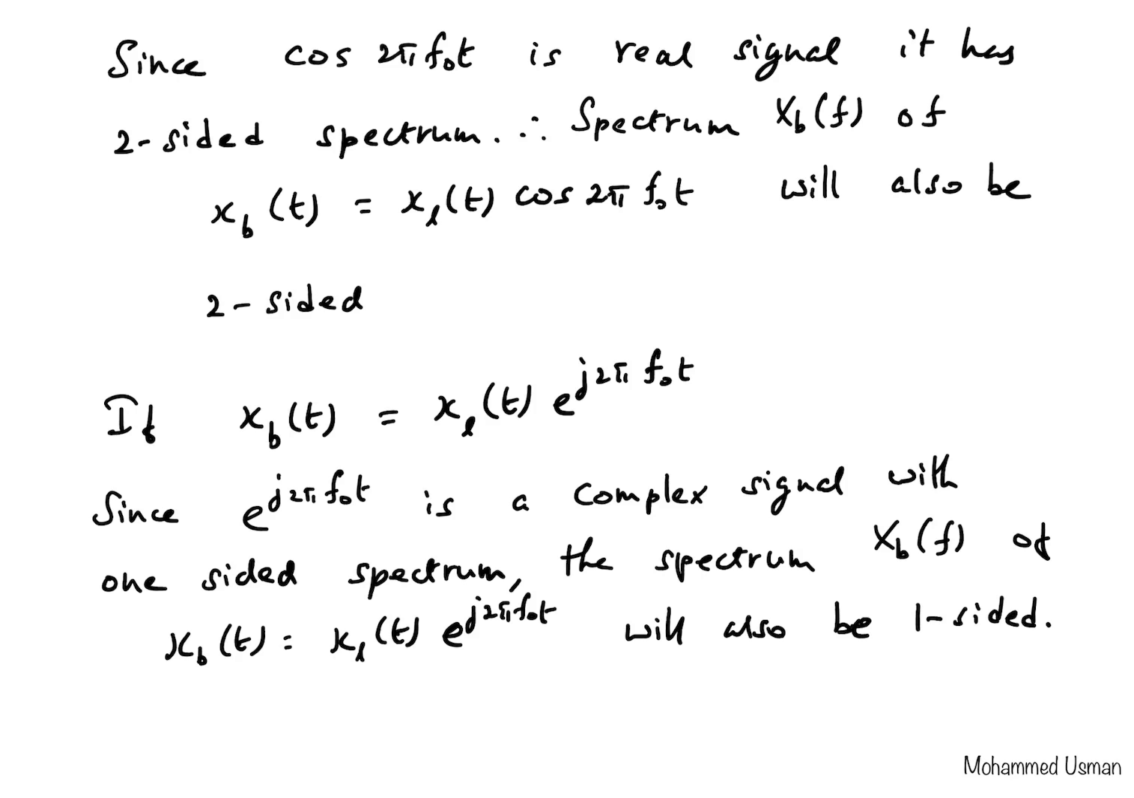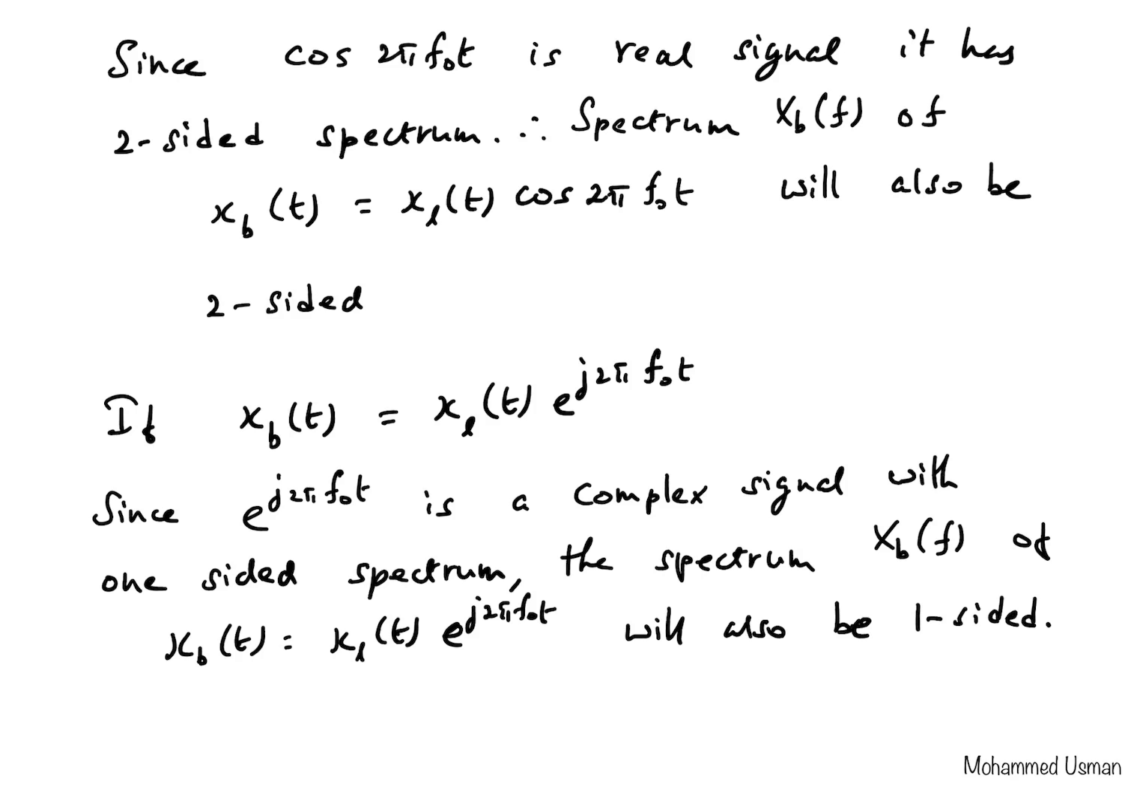And whenever we have a two-sided spectrum, as we've seen earlier, whatever is the magnitude will get divided half on the positive frequency side and half on the negative frequency side. But if it is a one-sided spectrum, all the magnitude will come to the positive frequency side only, because there is no negative frequency component in the one-sided spectrum.